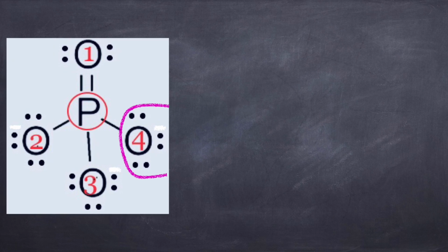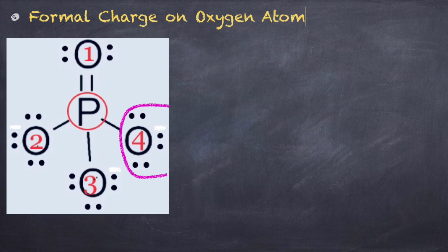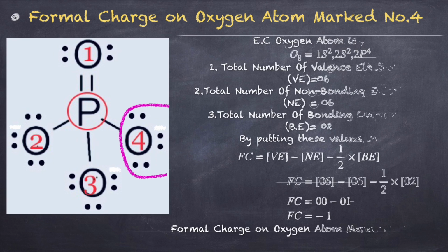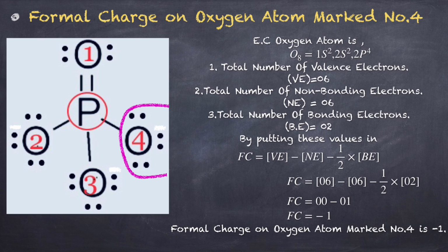Similarly, we can calculate the formal charge on the oxygen atom, which is marked number 4. Here the electronic configuration will be equal to 1s2, 2s2, 2p4. The total number of valence electrons, that is Ve, equals 6. The total number of non-bonding electrons, that is the lone pairs of electrons, will be equal to 6. The total number of bonding electrons, that is Be, equals 2. By putting these values into the formula, Fc equals Ve minus Ne minus 1/2 into Be. Therefore, Fc equals 6 minus 6 minus 1/2 into 2. Therefore, Fc equals 0 minus 1. Therefore, Fc equals minus 1. So, the formal charge on the oxygen atom, which is marked number 4, is minus 1.